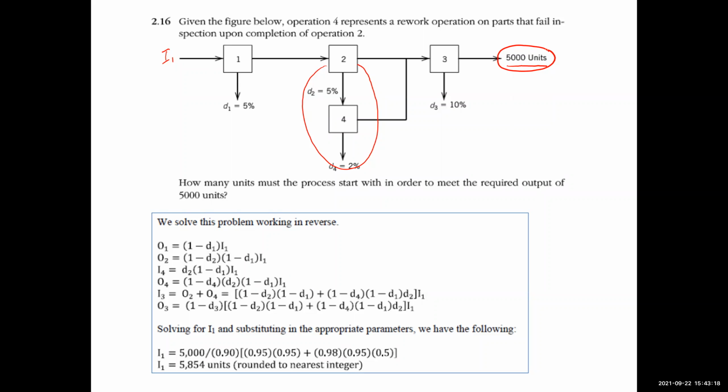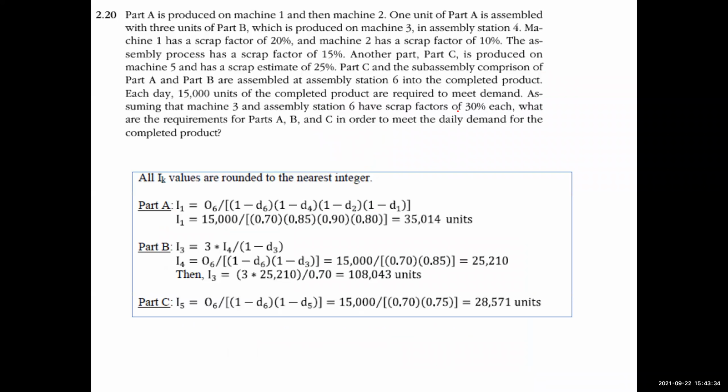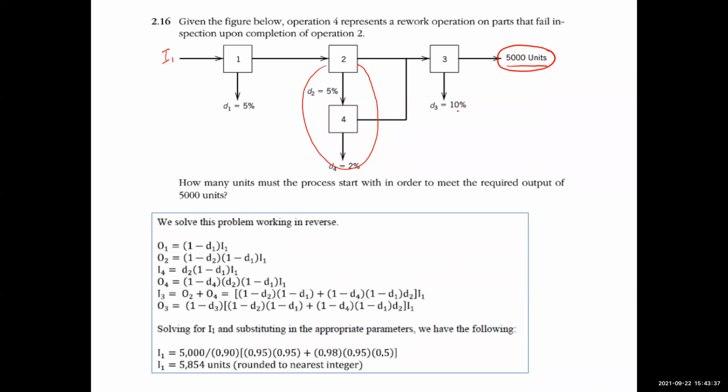Essentially, if you remember, we are trying to get an expression that only uses the information that we have available. So in this case, if you look at the diagram, the only data that we have available is the percentage of the parts that are discarded, so D1, D2, D3, and D4. And the other piece of information that we have is the output. So in this case, this is O3.